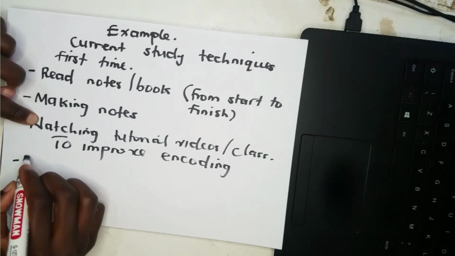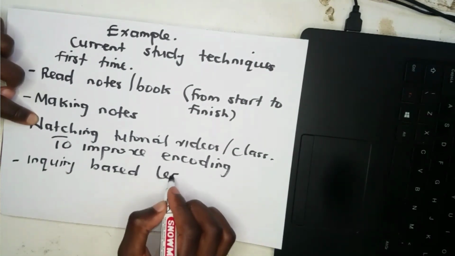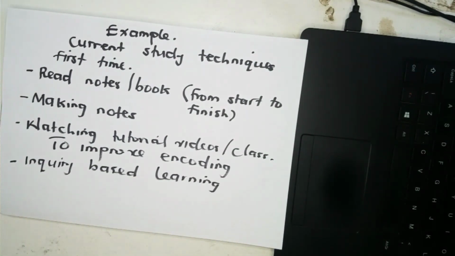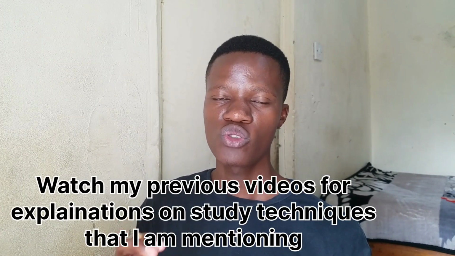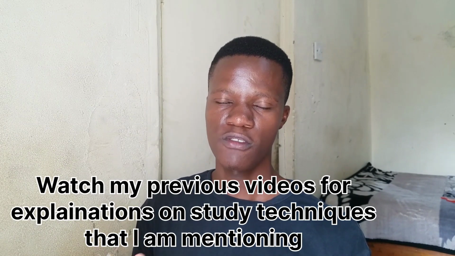If you don't know what inquiry-based learning is, you can watch my previous video. I talked about how you can encode information better using inquiry-based learning. Here, when I put inquiry-based learning, what I basically do is put in some priming. I also explained priming in my previous video, but the simplest way to explain it is, you are preparing your brain to consume information as fast as it can, as deeply as it can, and to make sure that it can hold on to the information for longer periods of time.